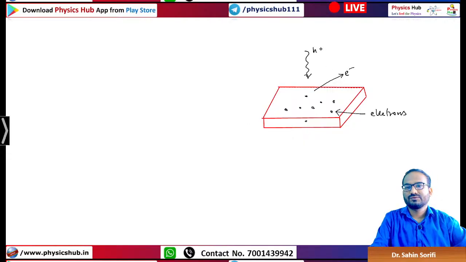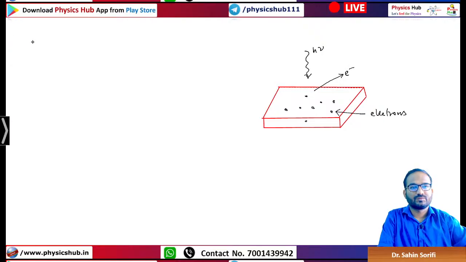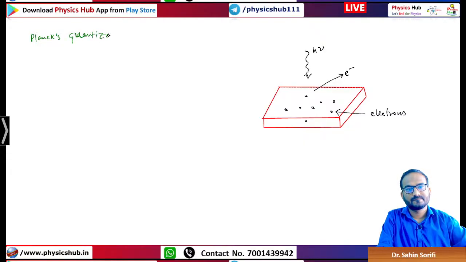Now if you consider one photon, then its energy will be h nu, and if there are n number of photons, then the energy will be n h nu. This is given by Planck's quantization formula. According to Planck's quantization formula, the energy carried by the photons is discrete, so n h nu, and we will take n as an integer value. N is the number of particles.